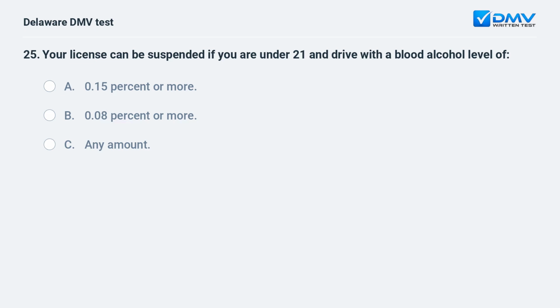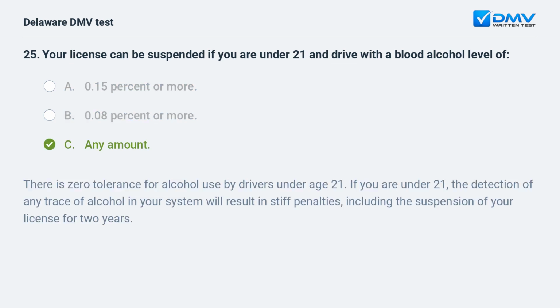Your license can be suspended if you are under 21 and drive with a blood alcohol level of: A. 0.15% or more. B. 0.08% or more. C. Any amount. C. Any amount. There is zero tolerance for alcohol use by drivers under age 21. If you are under 21, the detection of any trace of alcohol in your system will result in stiff penalties, including the suspension of your license for 2 years.